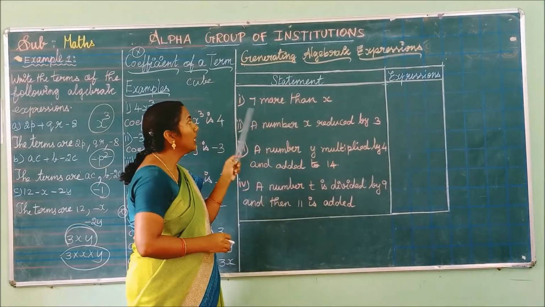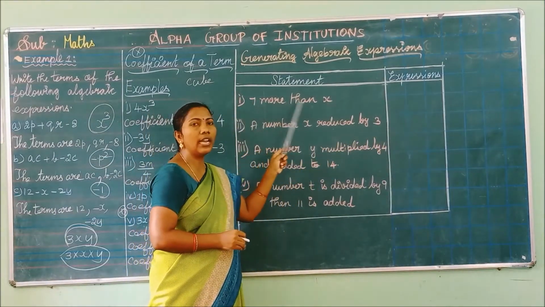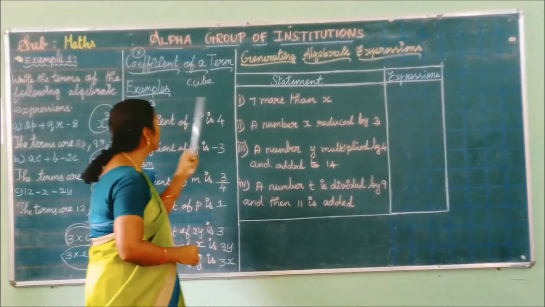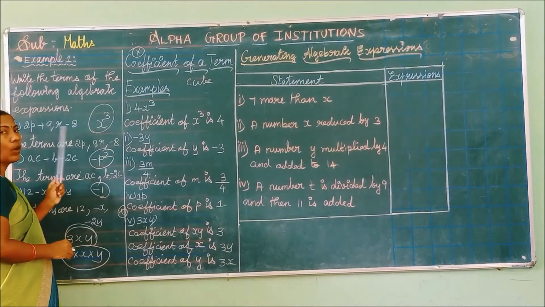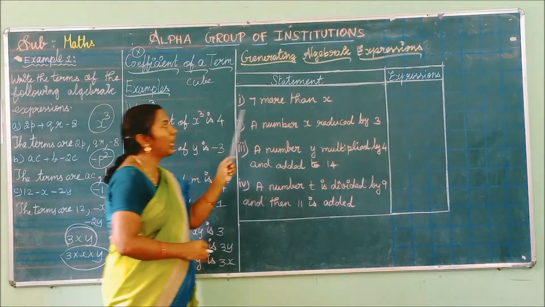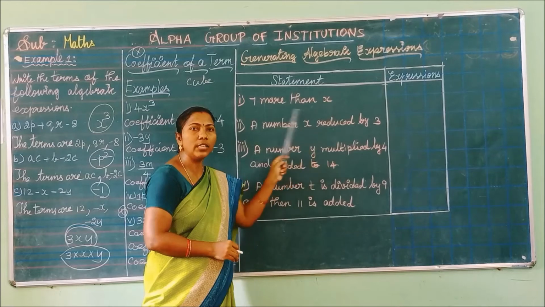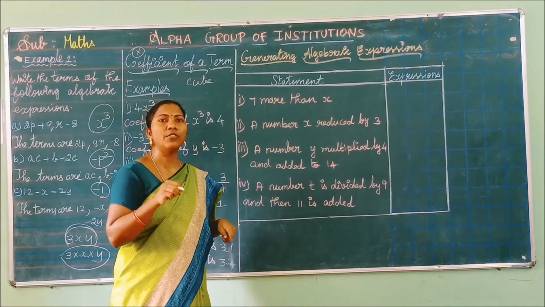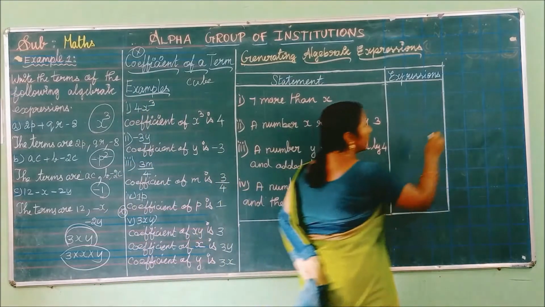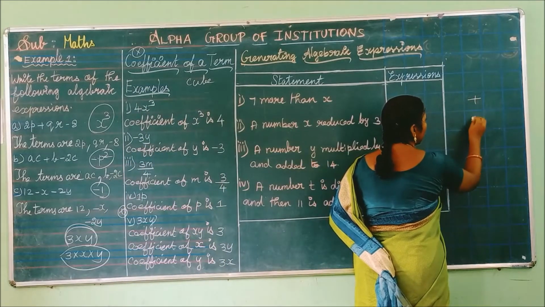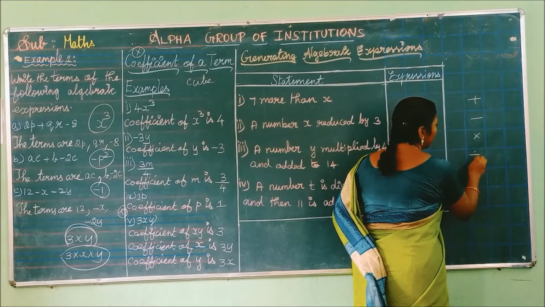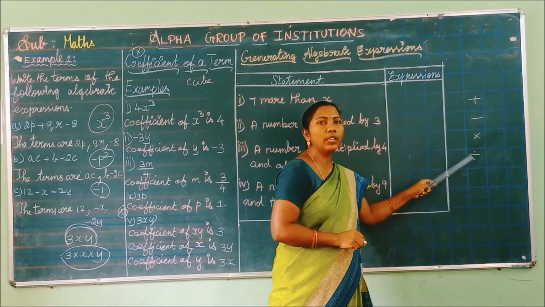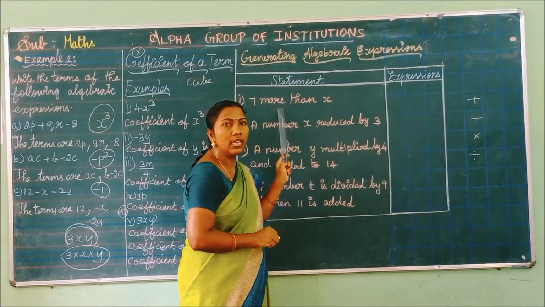See the first one, 7 more than x. So we have to write the expression like this, for example 2p plus qr minus 8. Like that, we have to write the expression for this statement. So we have to decide which operation we have to use. What are the operations we know? Addition, subtraction, multiplication, and division. So we have to decide which operation we are going to use for this statement.